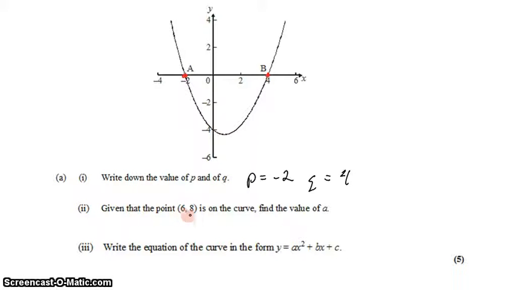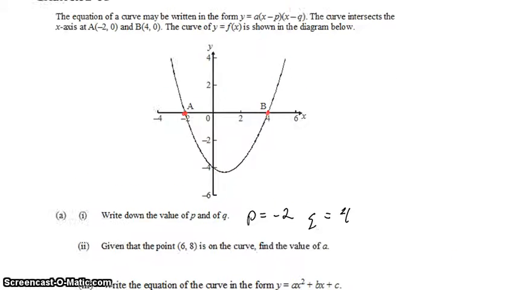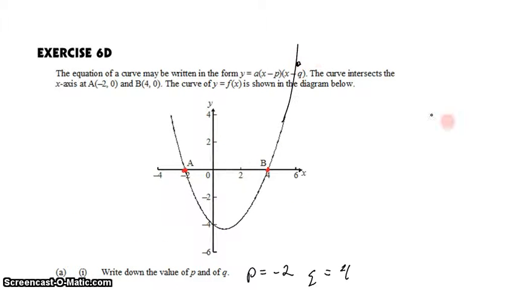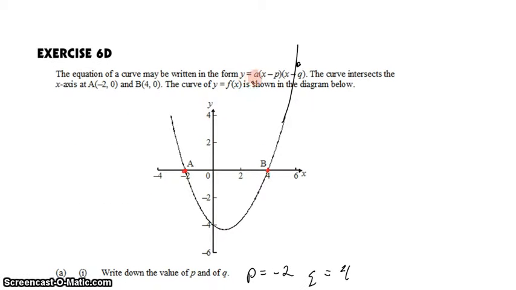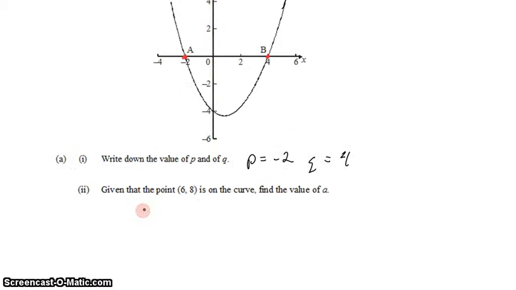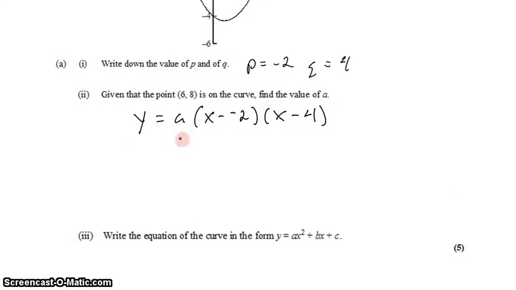Next, given that the point (6, 8), which would be somewhere over here on the graph, is on the curve, find the value of A. A refers to this vertical stretch factor in the equation. So we're meant to solve for that. We don't know the value of A, but we do know the value of P and Q. So X take P and X take Q. That information will help us solve. First, let's simplify. X take -2 is really X plus 2.